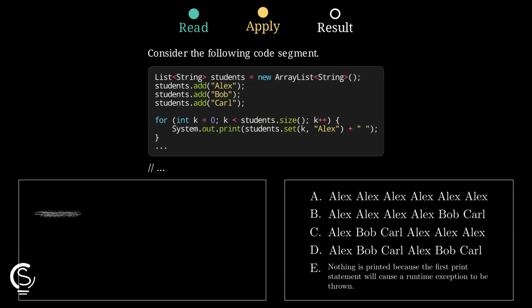So, as the loop runs, it prints Alex, Bob, and Carl because those were the original names. Meanwhile, every single slot in our list is being updated to the name Alex.